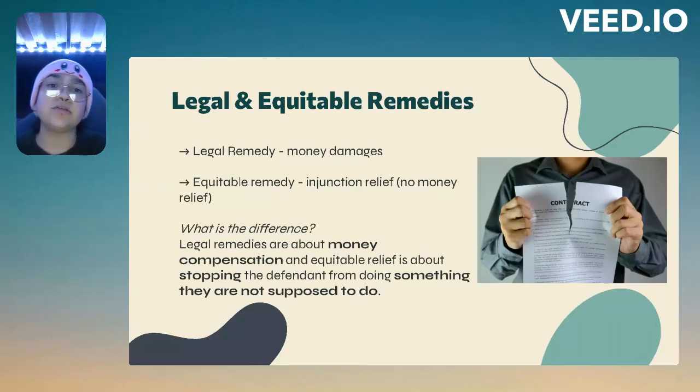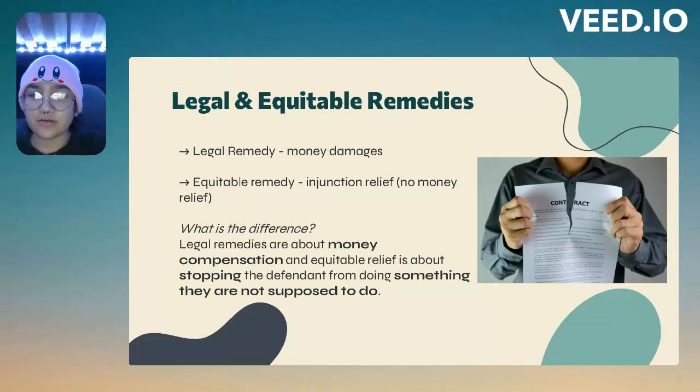Legal remedies are money compensation, and equitable remedies are like an injunction relief, which is one of the types of equitable remedies, and it doesn't deal with any money. And the difference, as I said before, is that legal remedies are about money compensation, and equitable relief is about stopping the defendant from doing something they are not supposed to do, which is injunction relief.